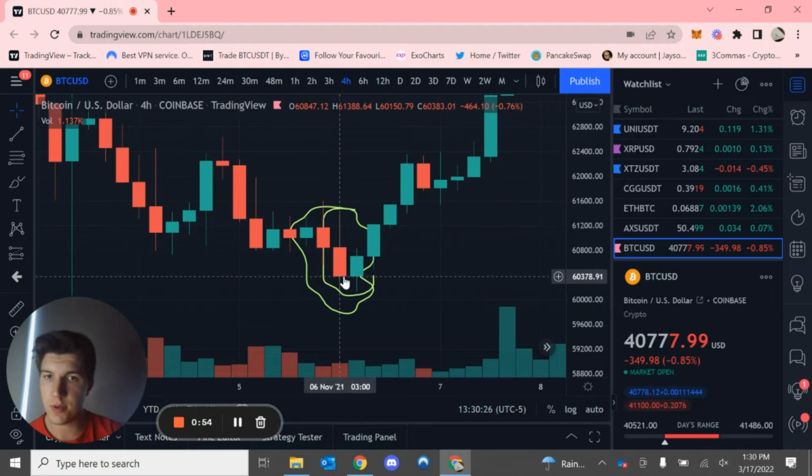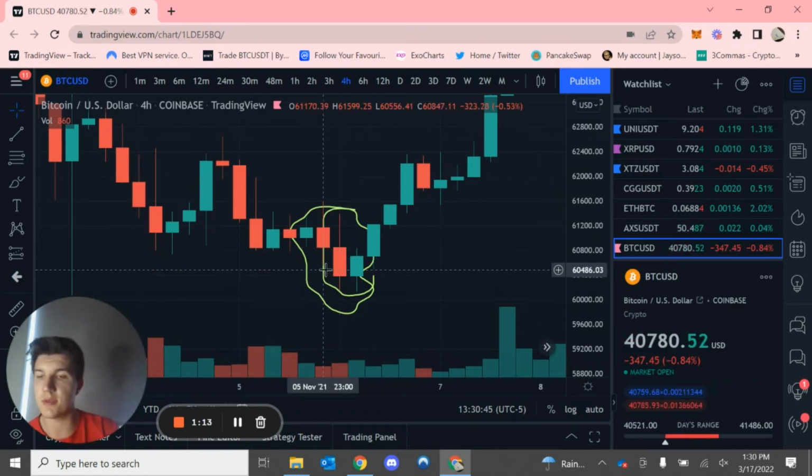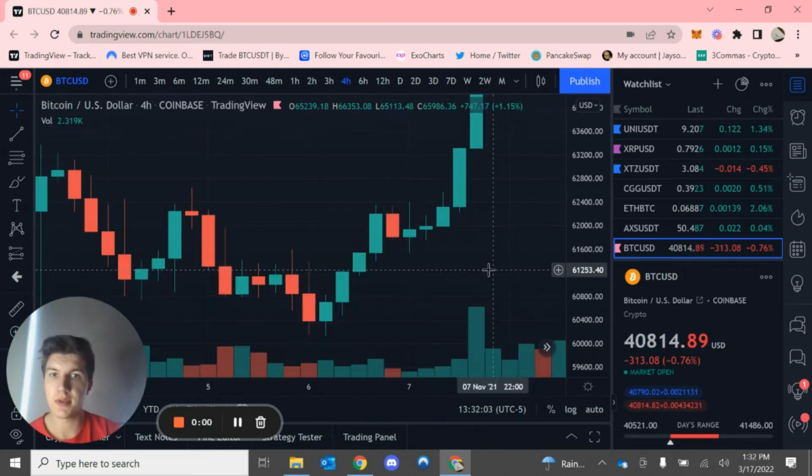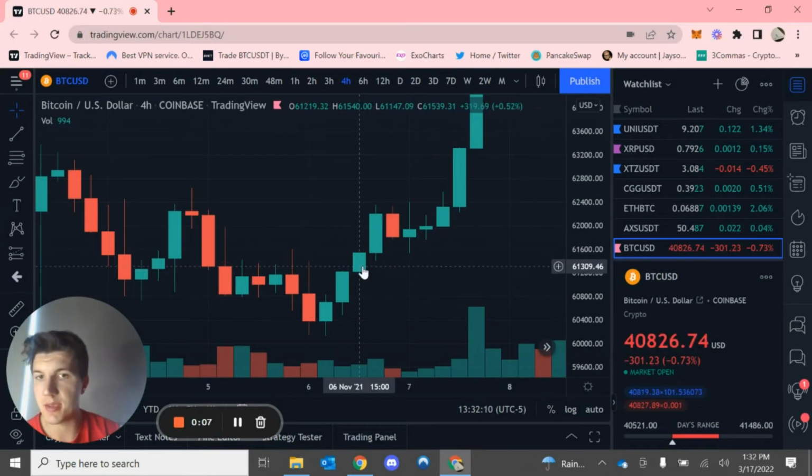Opposite to the contrary, you get the candle close on the red candle. And you'll see by the C value that we get a value of 60,383. And so when price closes lower than the opening, it gives a red candle.